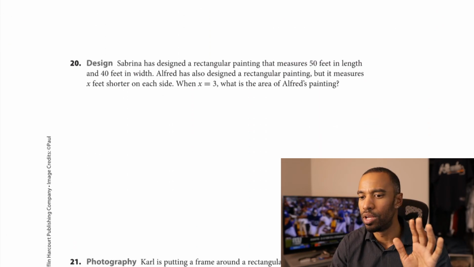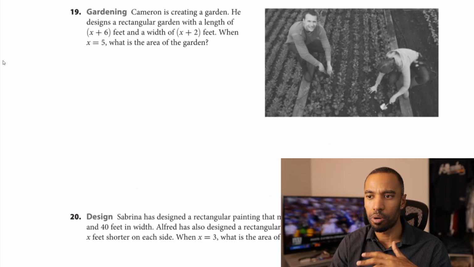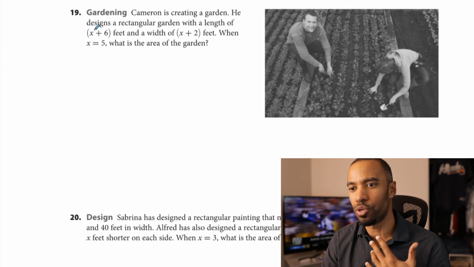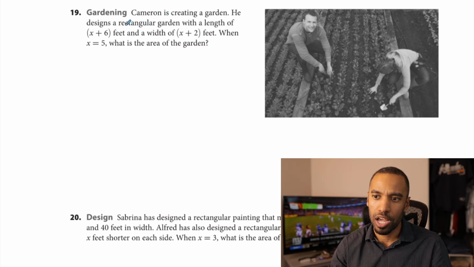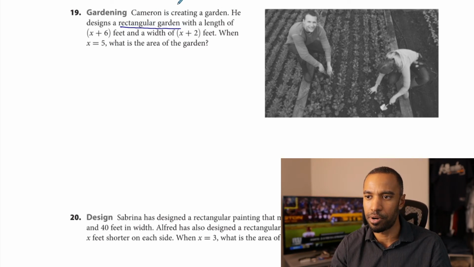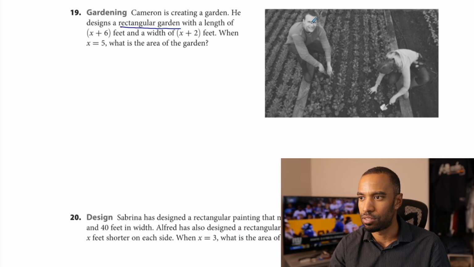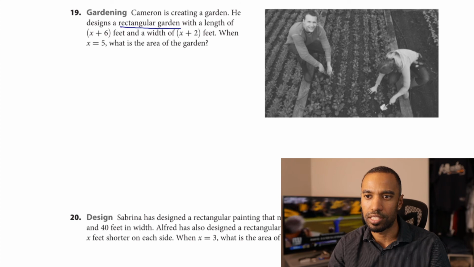All right, just a couple more problems here. Let me see which ones I want to do. Just 19 and 20, 2 more problems, and all they're doing is they're giving you another visual representation, making sure you know how area works. They're talking about a rectangular garden here. Cameron is creating a garden. Cameron's creating a rectangular garden.